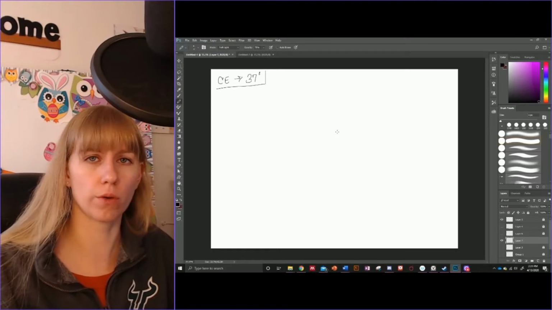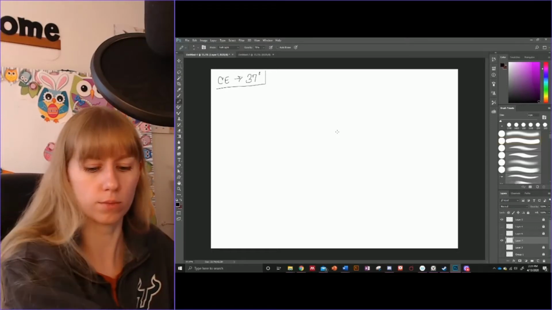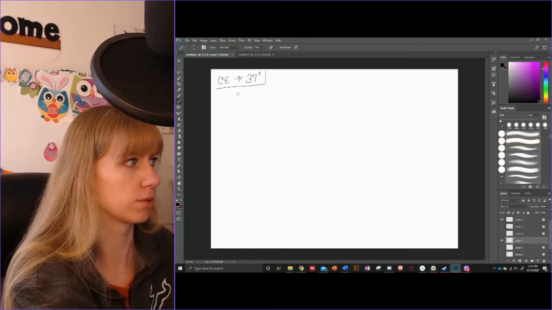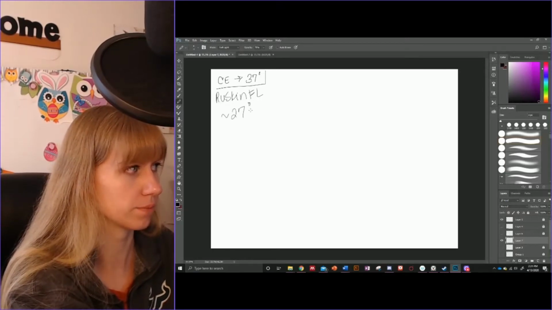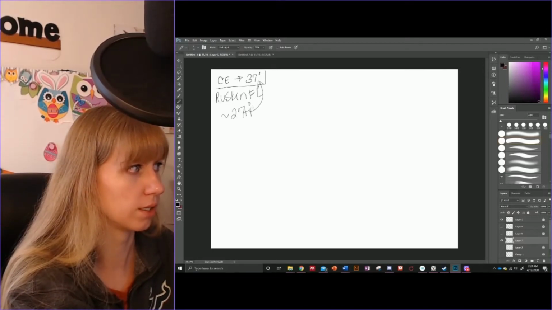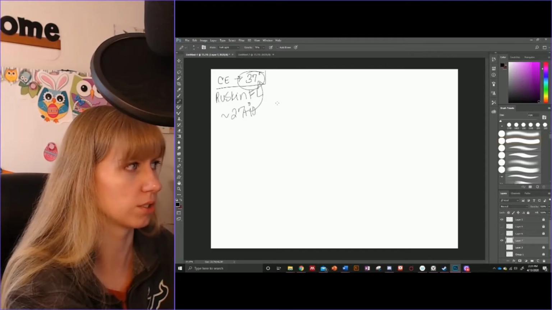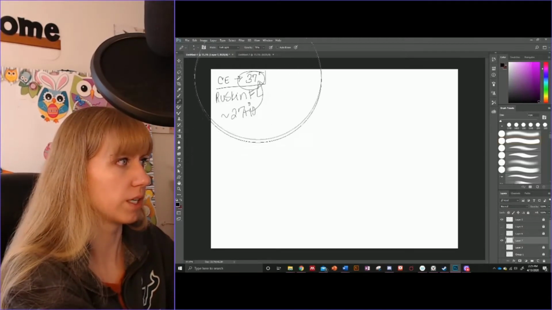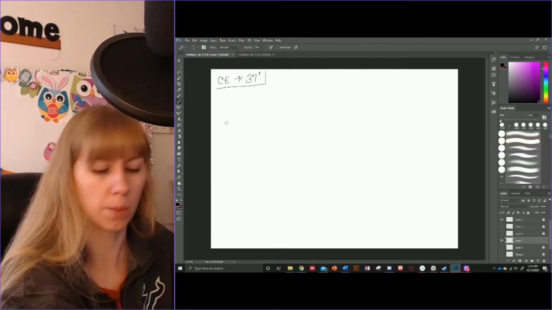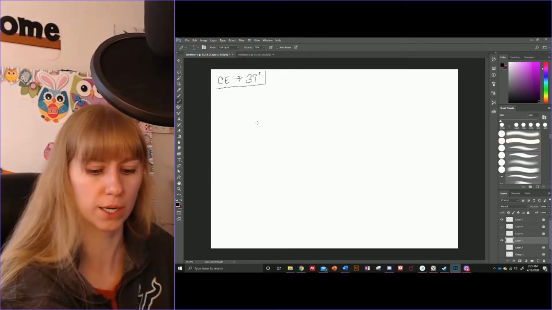So let's do a quick review of finding the maximum altitude. Again, we are going to be in Ruskin, Florida, which has about a 27 degree latitude. Plus 10 gives us our celestial equator, which is 37 degrees. Alright, moving on from that, let's do a couple examples before we really kick it off.